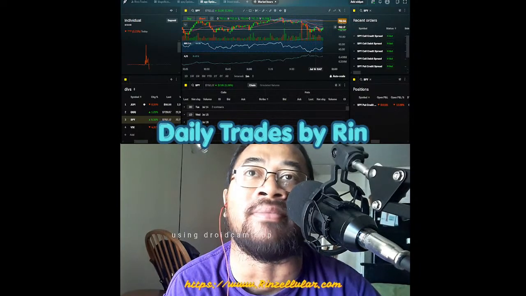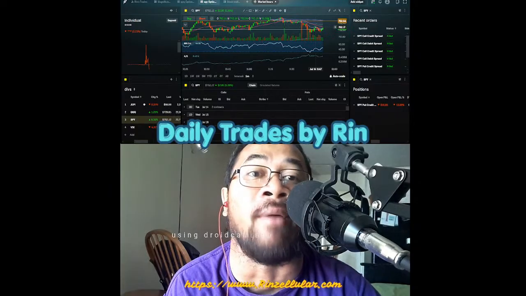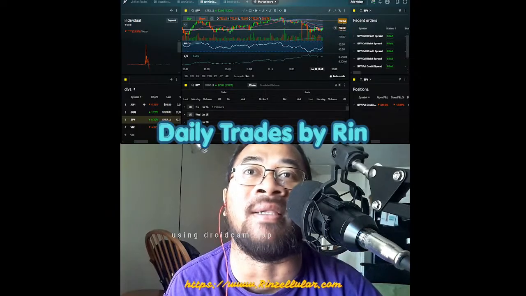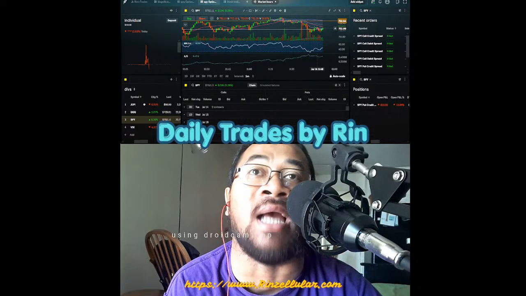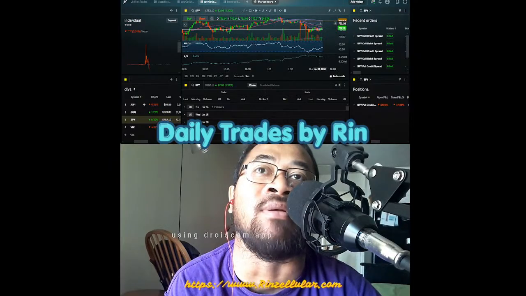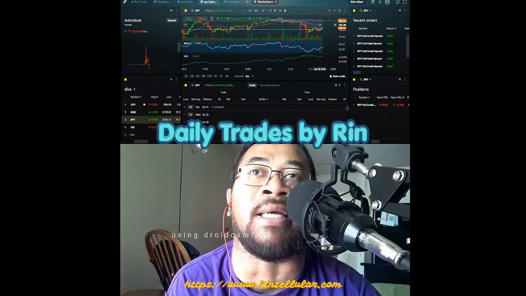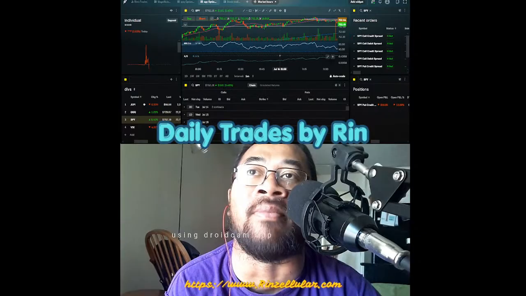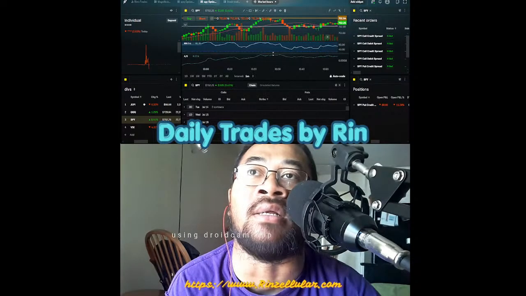VWAP, tongue twister, and actually it went below the lower standard deviation of VWAP. The light blue line right here is the VWAP itself, and these are the standard deviations of VWAP. If I had started at the beginning of the day, my VWAP would look much different.